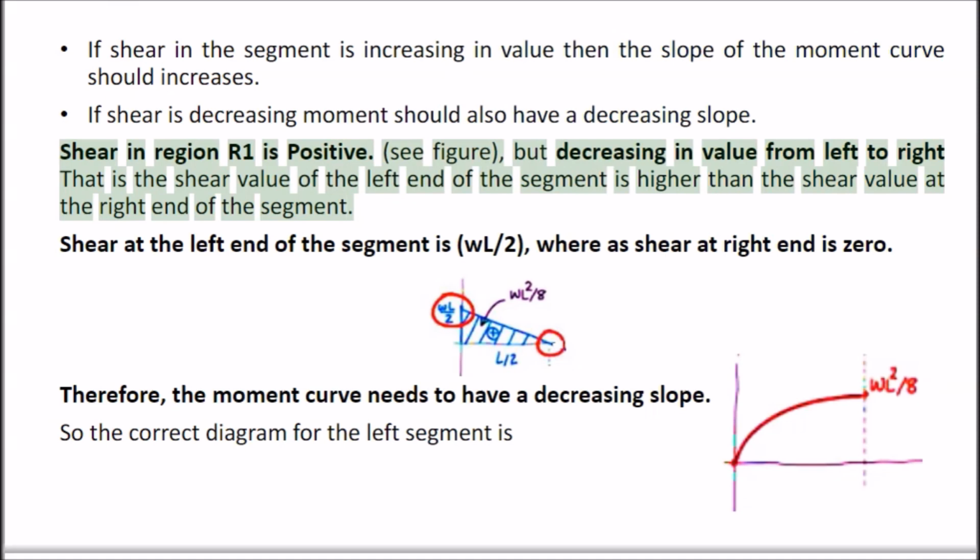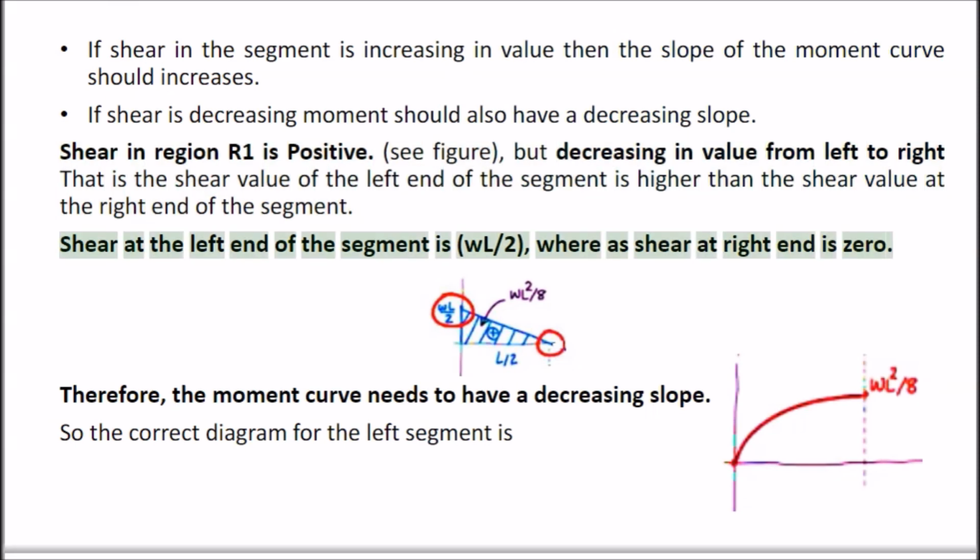Shear in region R1 is positive, see figure, but decreasing in value from left to right. That is, the shear value at the left end of the segment is higher than the shear value at the right end of the segment. Shear at the left end of the segment is WL/2, whereas shear at the right end is 0. Therefore, the moment curve needs to have a decreasing slope. So the correct diagram for the left segment is.